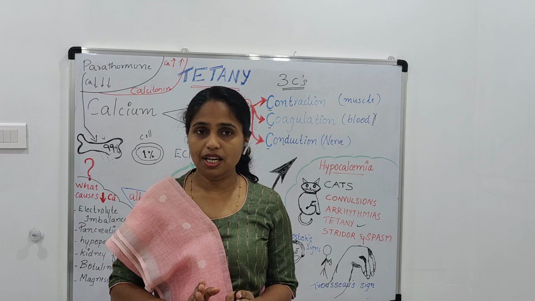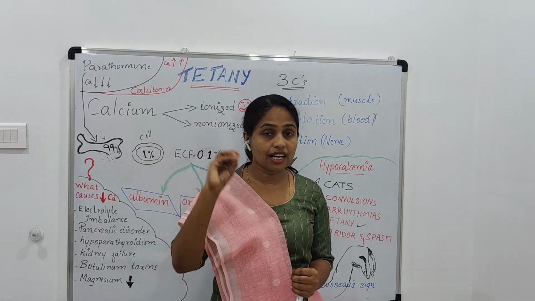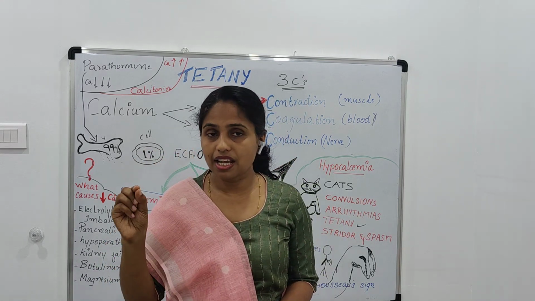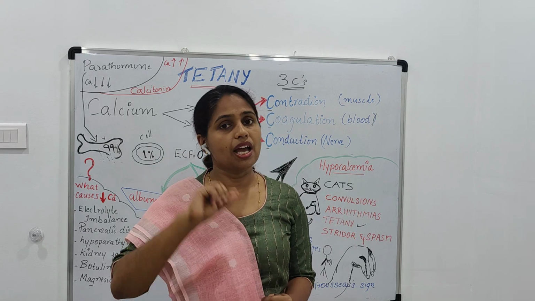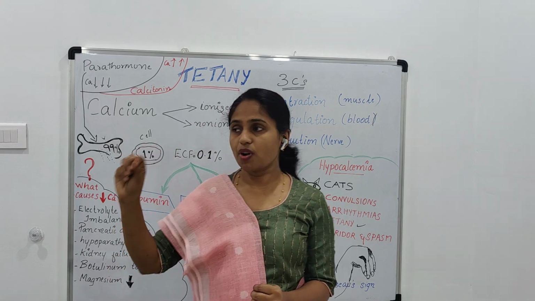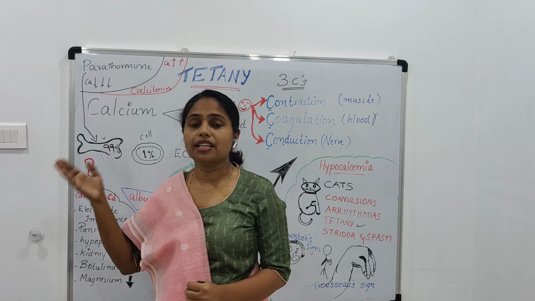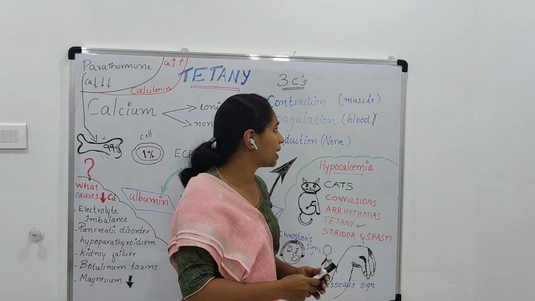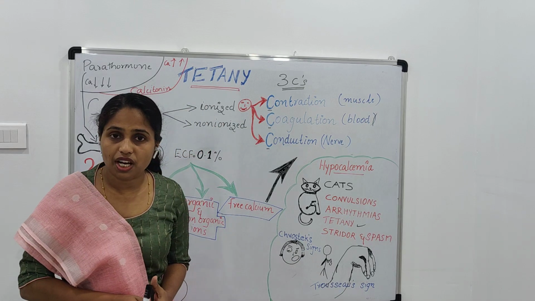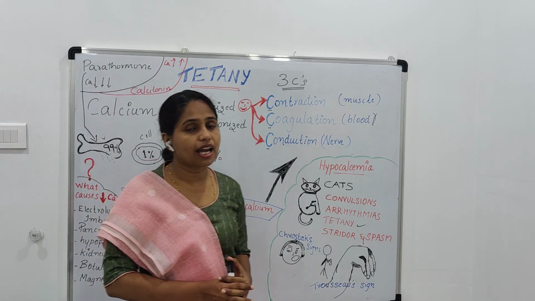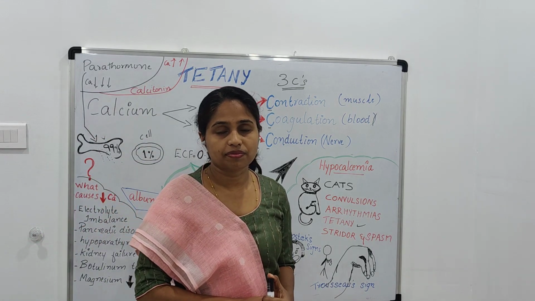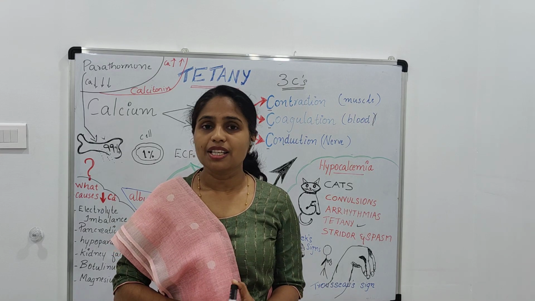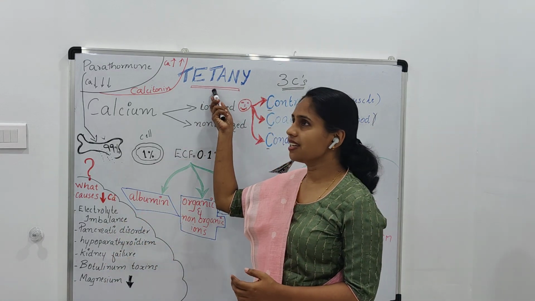So, understood? Blood calcium is divided into two: ionized calcium and non-ionized calcium. Non-ionized calcium is found in the bone, and ionized calcium is considered free calcium, mainly responsible for muscle contraction, nerve conduction and blood coagulation. Clear? So coming back to the point, it is again tetany.